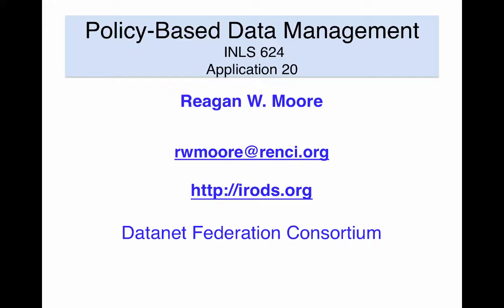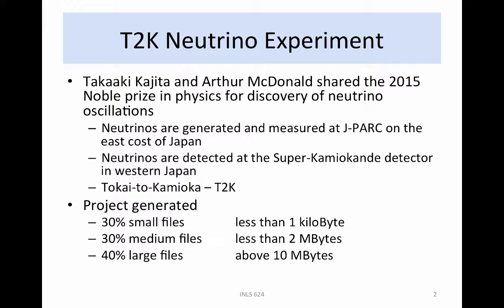The Tokai to Kamioka Neutrino Experiment, T2K, is a high-energy physics experiment in Japan that has international collaborators in the United Kingdom. The Nobel Prize in Physics was shared by Takaaki Kajita and Arthur MacDonald for the discovery of neutrino oscillations. This observation proved that neutrinos have mass.